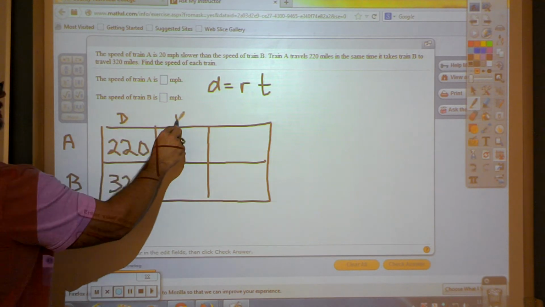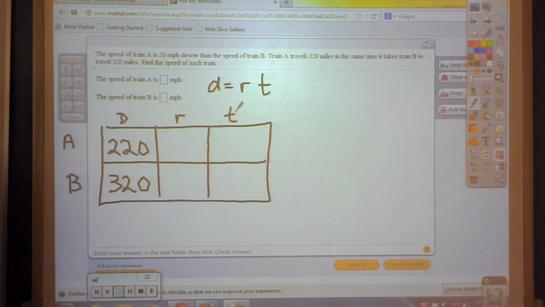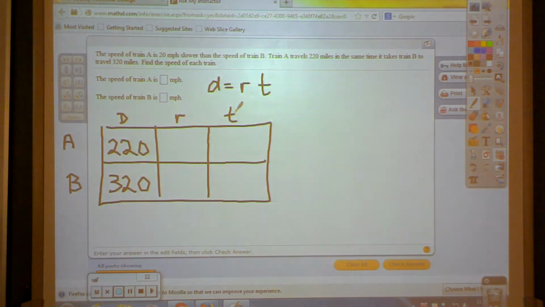Now, what problem is this? I don't know, we'll have to look in just a second. What was it, anybody write it down? 27-6. So it's 27 in the book and number 6 online.